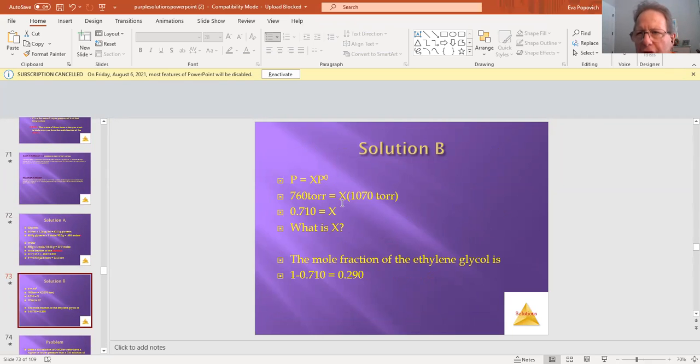You have to understand that when you add all of the fractions up, it's going to be 1. So in order to get the mole fraction of the ethylene glycol, we're going to take 1 and subtract the mole fraction of the water. The mole fraction of the ethylene glycol is 0.290. Questions, ladies and gentlemen?